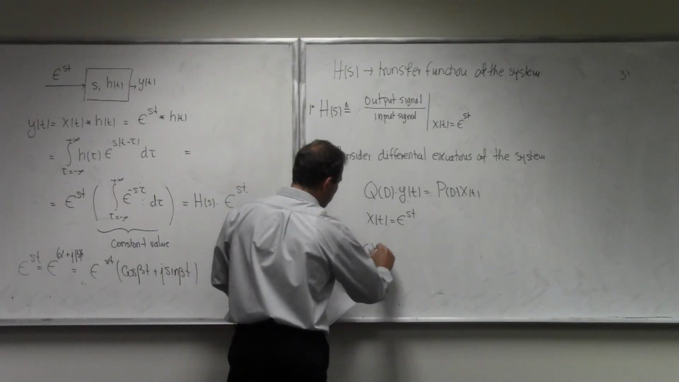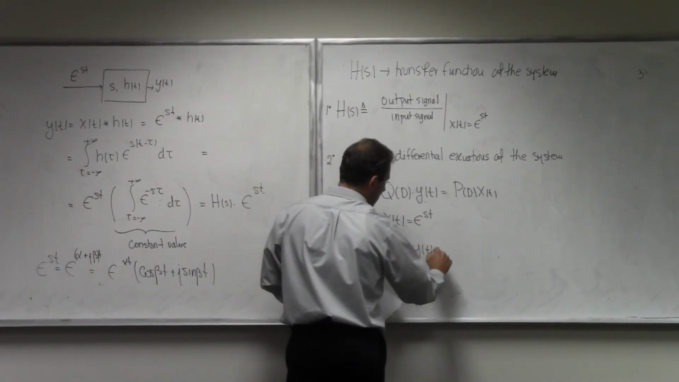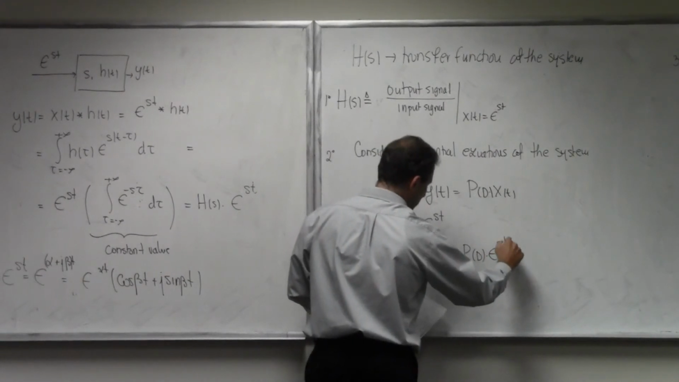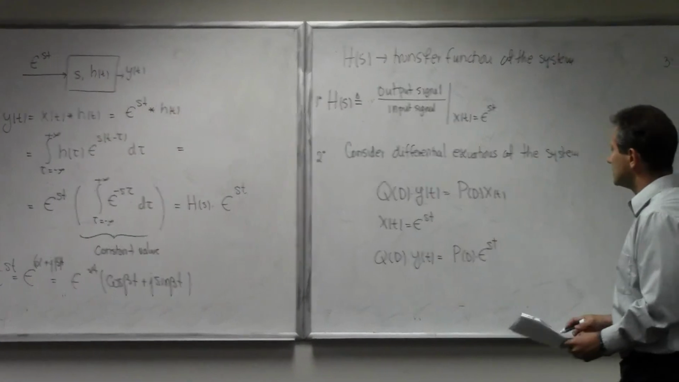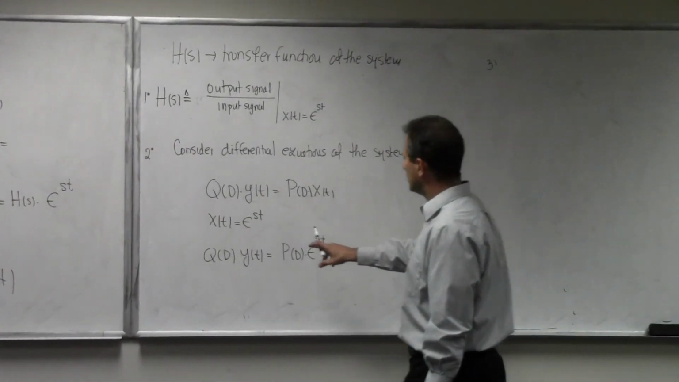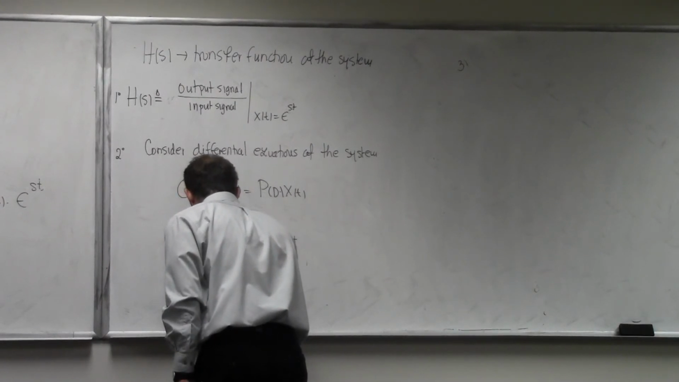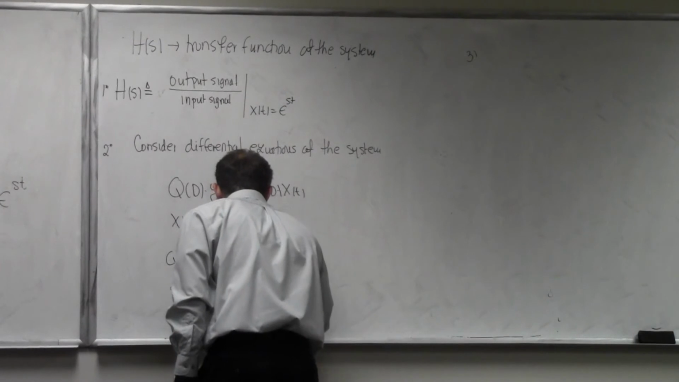I have Q of D times y of t is equal to P of D applied to e to the st. But we know, since the system is linear, that y of t is linear.